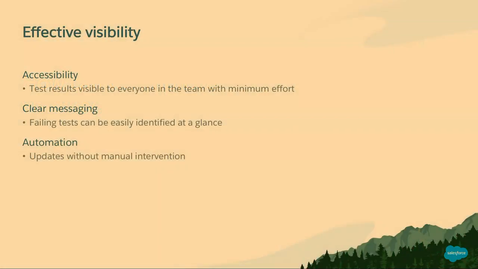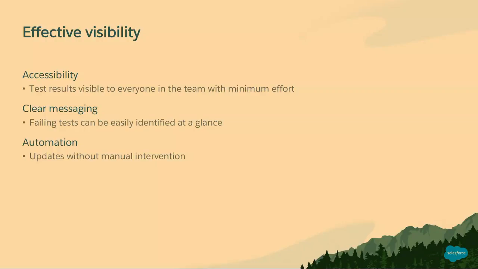Well, I think first it's important to talk a little bit about what effective visibility is. And we think there are three key components to that. The first one is accessibility. You need to make sure that anyone who needs access to see the results of those tests can do that with minimal effort. If you have to go through hundreds of hoops, download bits of products, find your source control code, you're not going to get the results of those tests and you're not going to fix those problems.